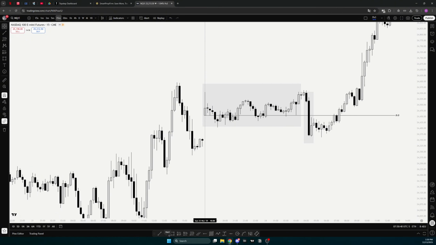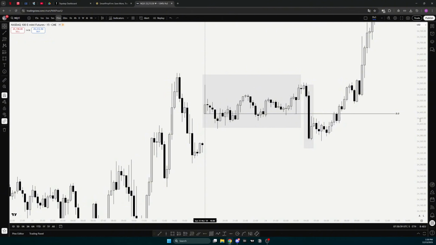Not only do we sweep all these sell stops and low resistance liquidity, we also get our manipulation below the daily open while tapping this new week opening gap. That will be a very bullish PO3, daily PO3.